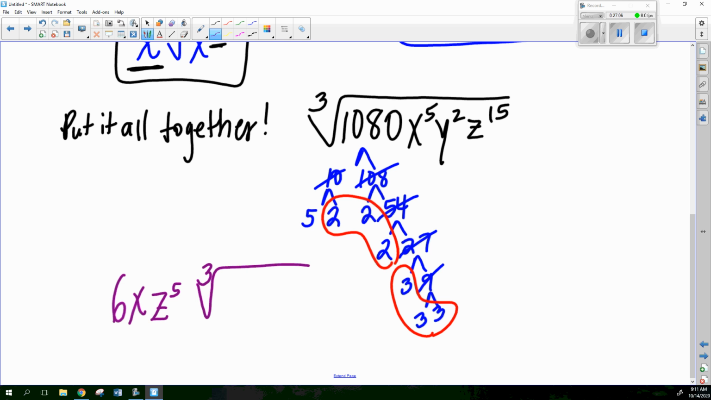All right, now we need leftovers. Make sure your index is still a 3. What's the only number we didn't circle that was prime? 5. All right, how many x's did we have left over after we took out one set of 3? 2. How about the y's? 2. Were there any z's left over? Nope. That's my final answer.